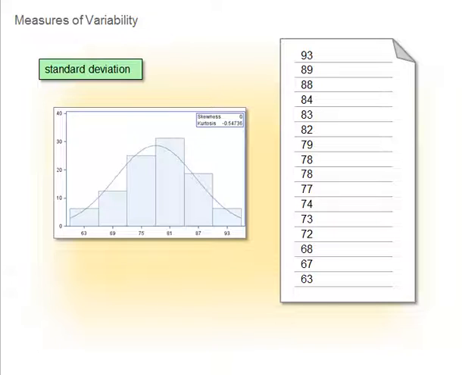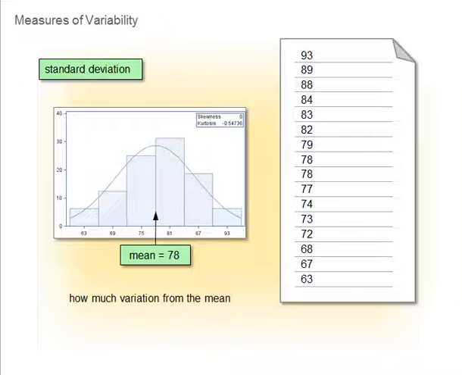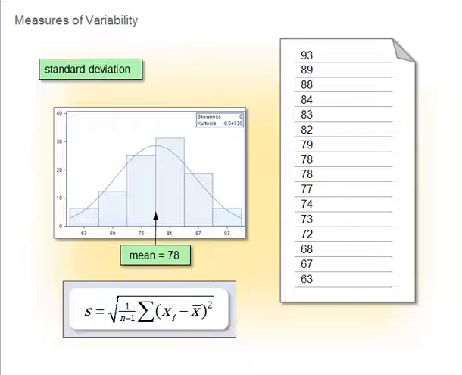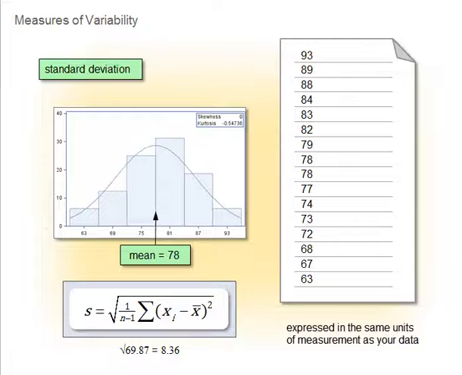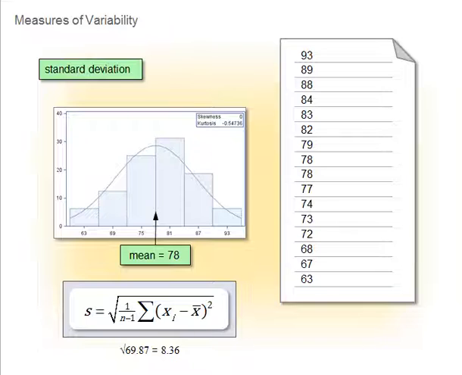Standard deviation indicates how much variation there is from the mean, thereby measuring how spread out your data is. Standard deviation is the square root of the variance, as shown in this formula. So, for this example, the standard deviation equals 8.36. Because standard deviation is the square root of the variance, it is expressed in the same units of measurement as your data and, therefore, the mean. A low standard deviation indicates that the data points tend to be very close to the mean. A high standard deviation indicates that the data is spread out over a larger range of values.